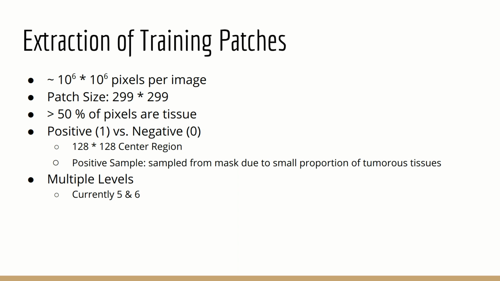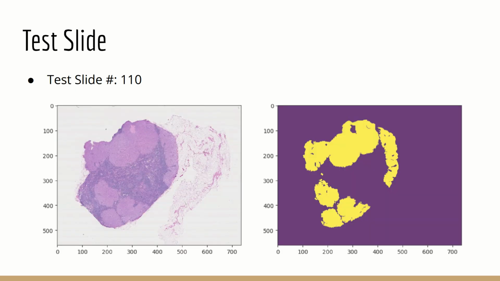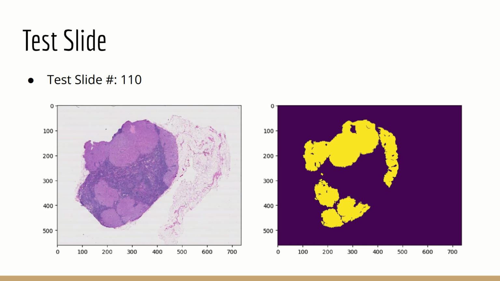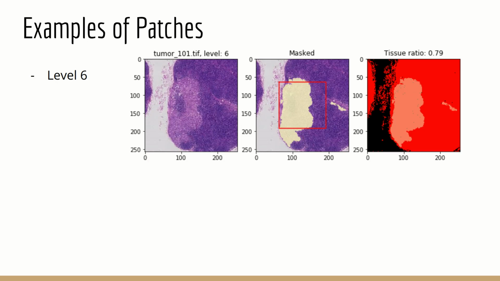We also picked our testing slide to be the 110th slide, as shown here. Here are more examples of patches. At level 7 of slide 101, we have the original slide shown here on the left, in the middle there is the overlay, and on the right it only shows the tissue part of the slide, with a tissue ratio of 0.79.